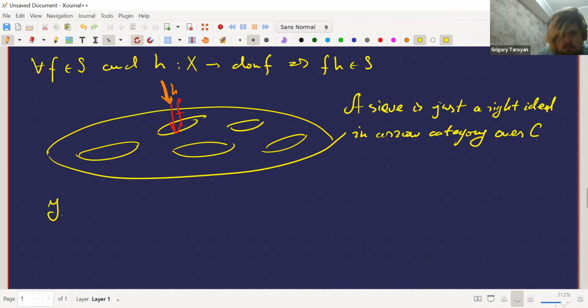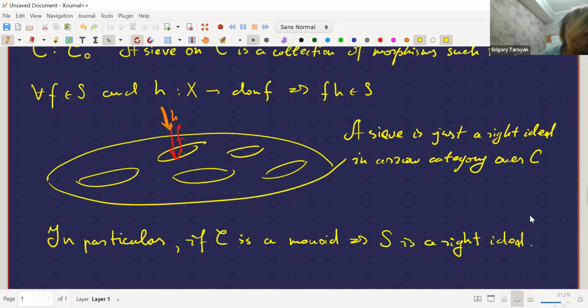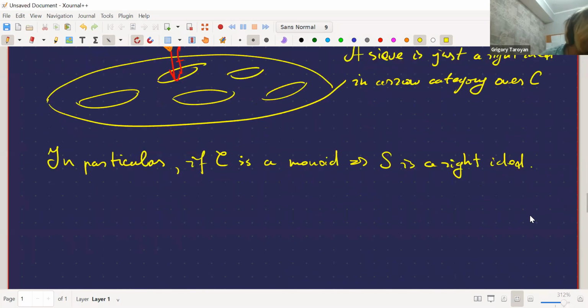So in particular, on a monoid, this is precisely a right ideal. Okay, so now how is it related to subfunctors?